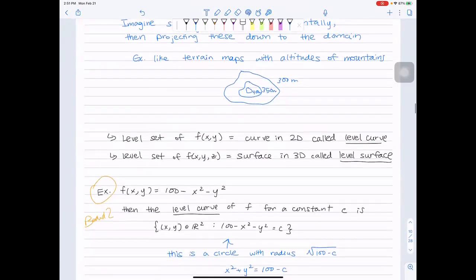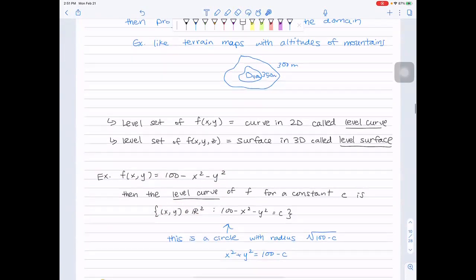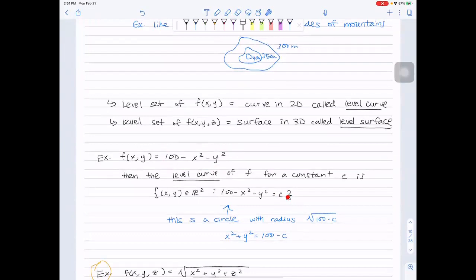So for example, if you had this function, f of xy equals 100 minus x squared minus y squared, then the level curve of f for constant c is all xy such that your equation equals c. So basically, you take your function and set it equal to c. C represents some number. And so what is this equation? Well, if you add x squared plus y squared on both sides and subtract by c, c is a constant, right? So this equation is a circle because you have x squared plus y squared equals radius squared.